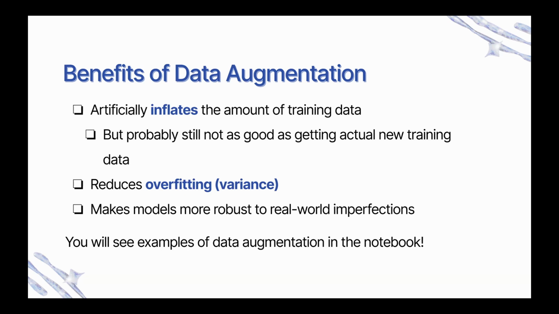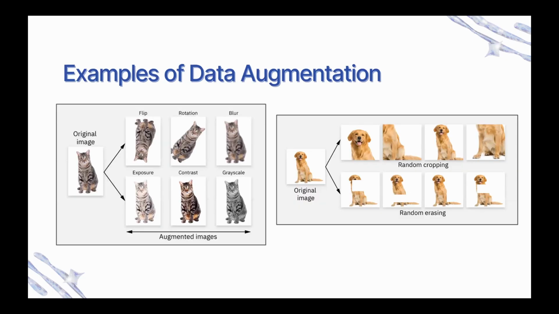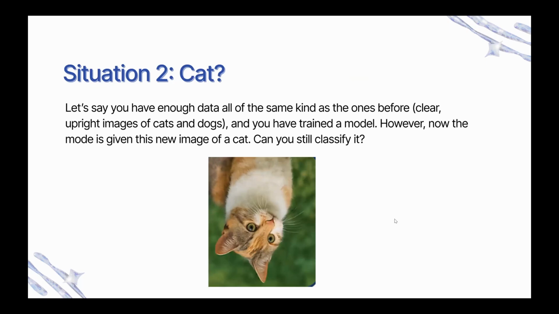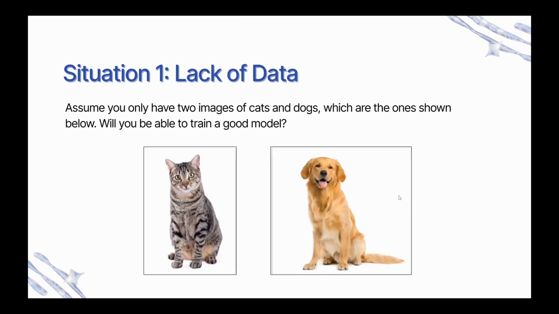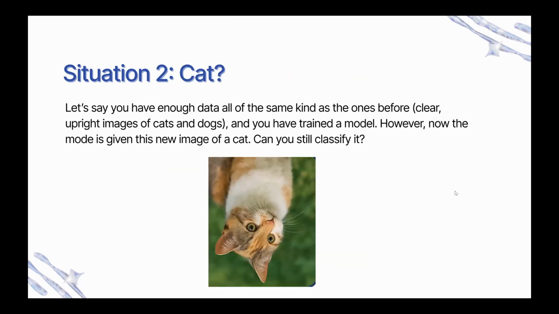This is the same cat image, but by doing these augmentations, you're teaching the model more about the cat, different features of the cat. You can do the same with the dog. For the second situation, where I was asking whether the model will be able to predict a cat that is like this if you only had data points that were like this, you can see how data augmentation might help with that.